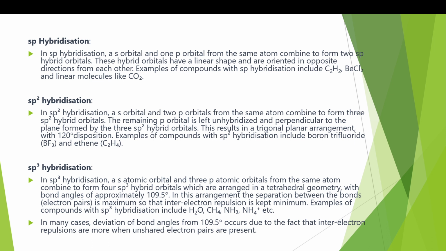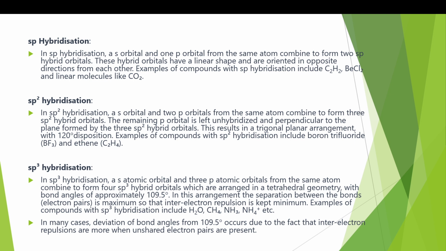sp2 hybridization. In this case, one s orbital of the atom and two p orbitals of the same atom get mixed, forming three orbitals of equivalent shape, size, and energy. They are disposed in a plane at an angle of 120 degrees, and the resulting molecular shape is trigonal, triangular, planar. Examples include ethylene and BF3.